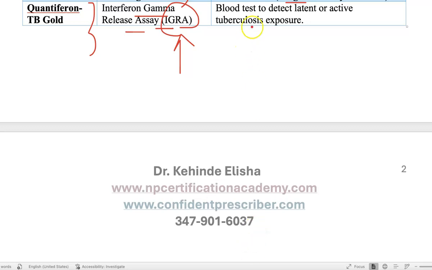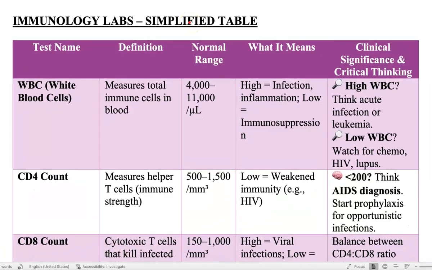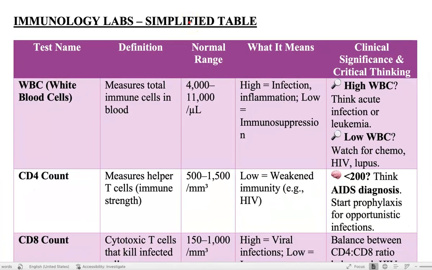So now, blood tests to detect latent or active tuberculosis exposure. Now, let's talk about the labs. We are now getting on the labs. Okay, so what do we need to know about the labs, and what do they really mean? What is the clinical significance, and how should we critically think about them? Okay, so you will see me repeating the same things again, but in a different light. I'm shedding more light, right? That's what you're going to see that is different.